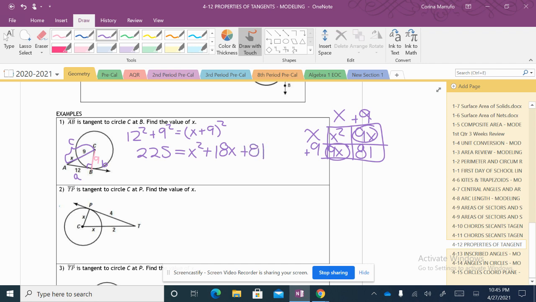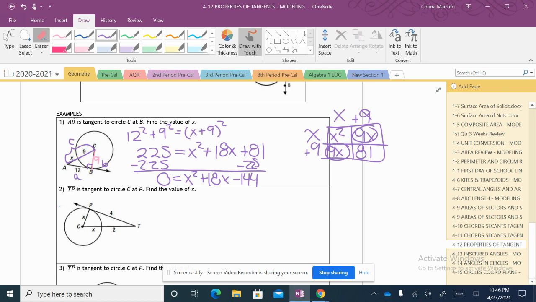Then I'm going to take this 225 and move it to the other side. So I'm going to subtract it and make all of this equal to 0. x squared plus 18x, and 81 minus 225 gives me negative 144. All right. Then our next step is going to be to factor this. Since we're solving for x, and this is a quadratic function, we are going to have to factor it. So we're looking for two numbers that multiply to give us 144, but add up to 18.